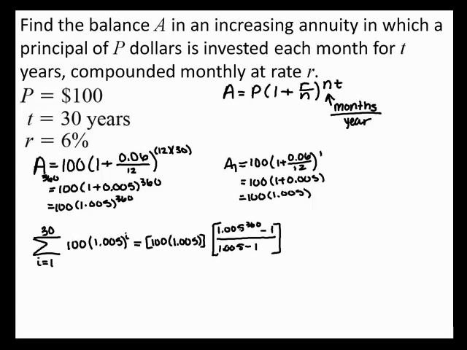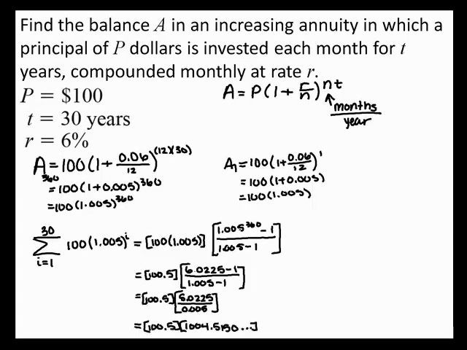Simplify 100 times 1 and 5/1000ths, and simplify 1 and 5/1000ths to the 360. Simplify 6 and 225 ten-thousandths minus 1, and 1 and 5/1000ths minus 1. Simplify 5 and 22 ten-thousandths divided by 5/1000ths. Simplify 100 and 5/10ths times 1004 and 5,150 ten-thousandths. Round your answer to 2 decimal places. You find the balance to be $100,953.76.